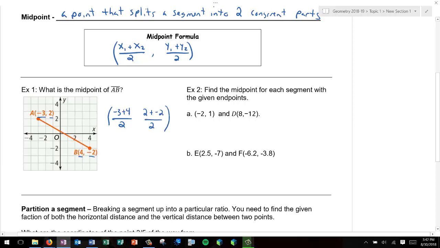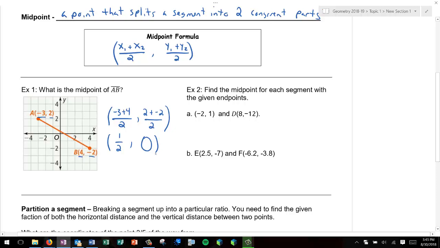-3 plus 4 is going to give me 1. So I'm left with 1 over 2, or 1/2. 2 plus -2 is going to give me 0, and 0 over anything is 0. So I'm going to end up with 1/2 comma 0 as my midpoint there.